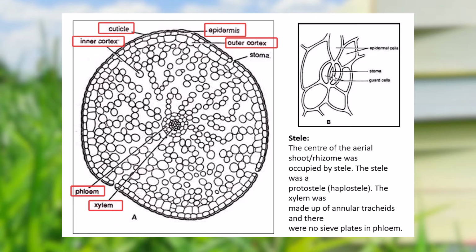Here I have given a structure of the stomata. I have told that in the aerial shoot, stomata may be present in the epidermal layer. This is just an enlarged view of the same. This is the guard cell, and here we can see the stomatal pore.